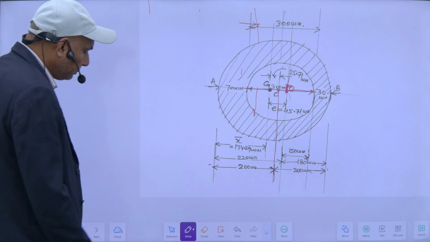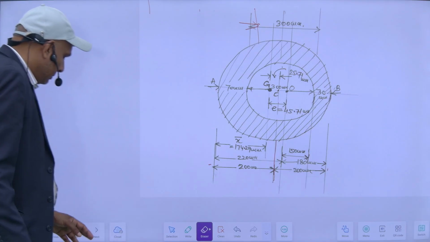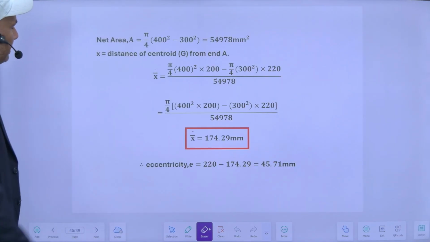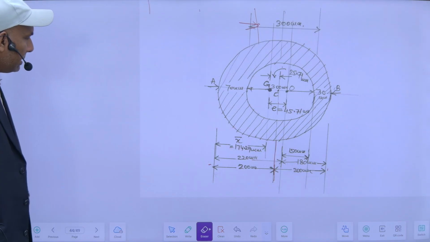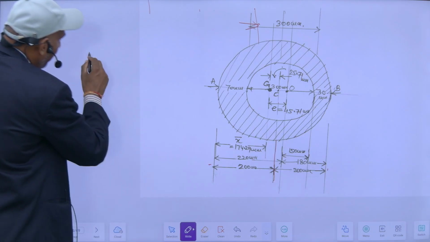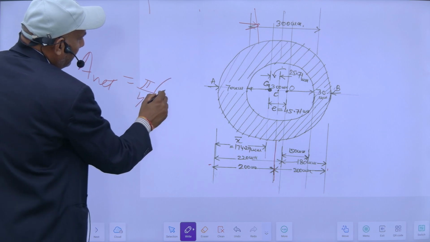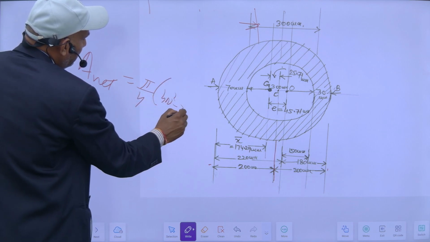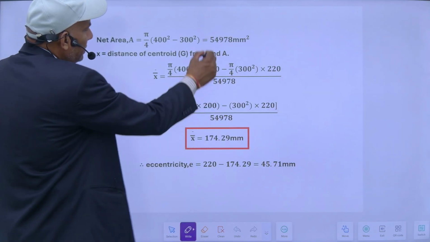So first I have to find out its area. The net area will be the outside area minus the internal area. So obviously my net area will be pi by 4 times 400 square minus 300 square. This I will get as the net area. It is equal to this much.